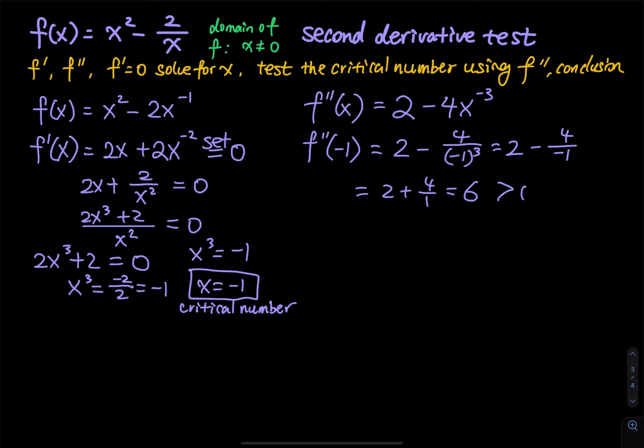6 is positive. Second derivative positive. What does that mean? That means the function is concave up at this point. Concave up.